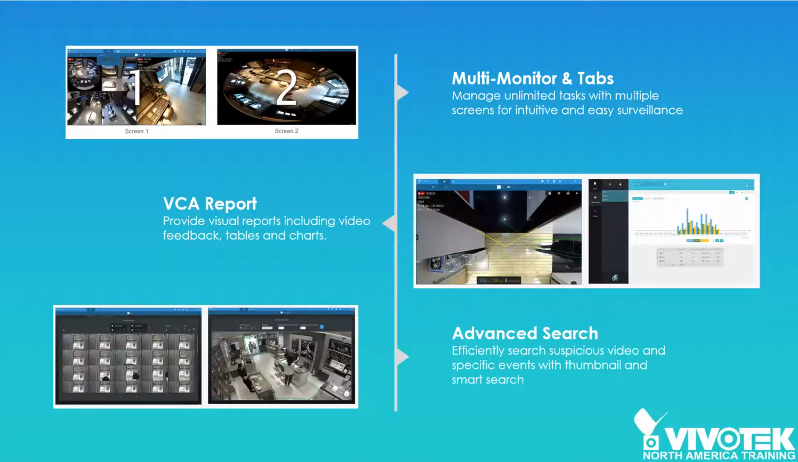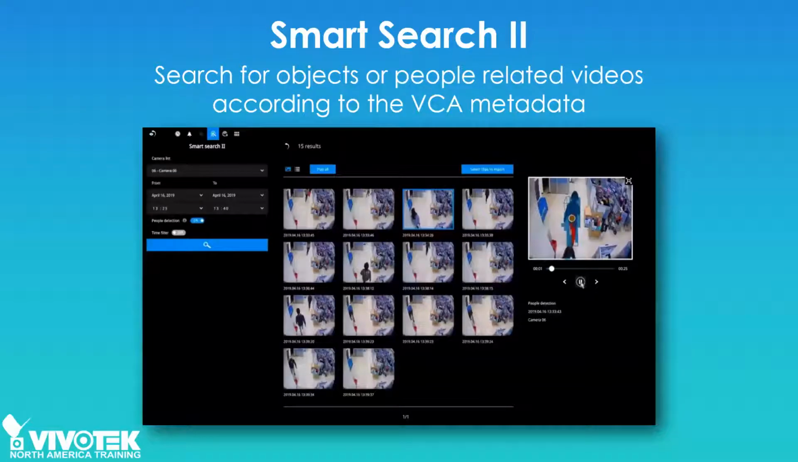With Smart Search 1, you can easily set up a custom or critical area and search for events only in that area, reducing the amount of time spent searching through recorded video. Smart Search 2, this is going to allow the users to search for objects or even people-related videos according to the VCA metadata from the recorded videos. This is going to scour through large amounts of data quickly to find exactly what you're looking for.